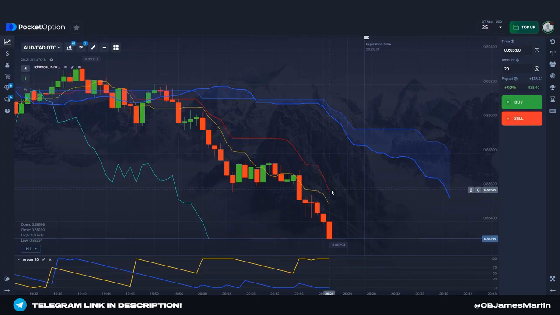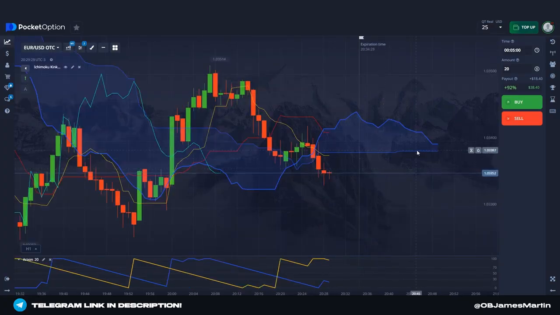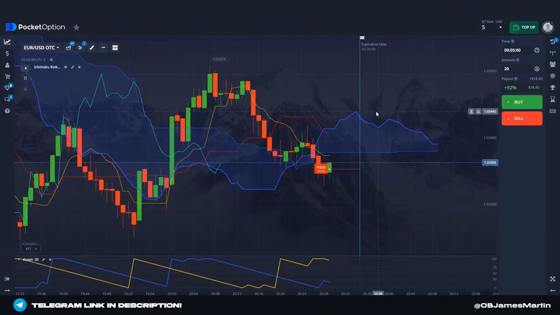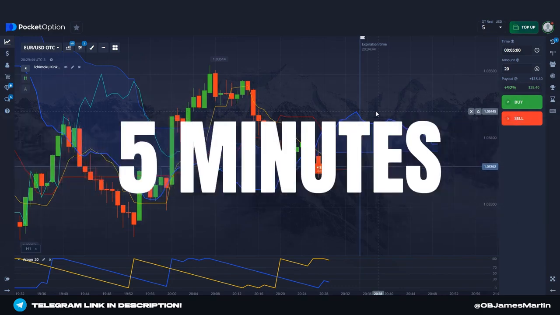It's very simple. Let's do this. I agree, this looks difficult. It looks very difficult, but wait, my friends. Now I'll show you everything step by step. So $20, and we're going to click on the sell button. My forecast is that the price will decrease. The expiration time of the trade, we're going to use 5 minutes. And I press the ready button.